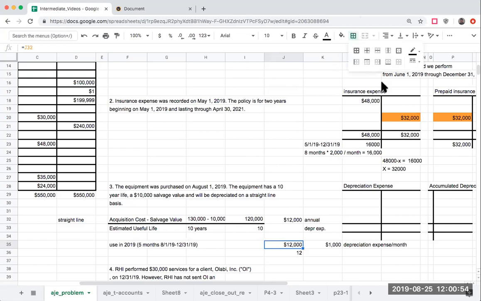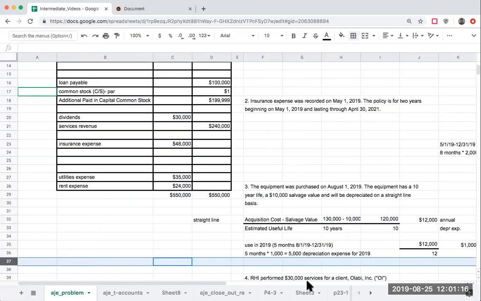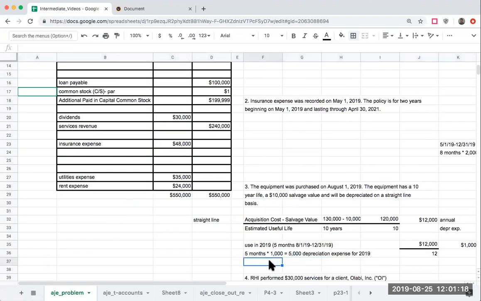So what I'm going to get over here is 5 months times $1,000 gives you $5,000 depreciation expense for 2019. Now, alternatively, what I could have also done too, another way, again, how else could you have done this? Well, it's 12,000 annual depreciation times 5/12. This is also going to give me $5,000.